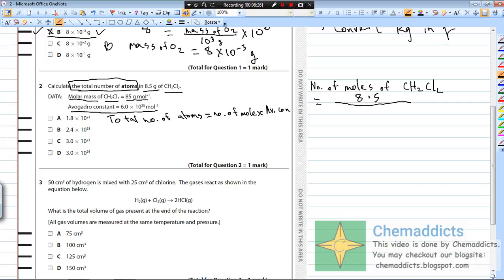8.5. Here the molar mass is 85 gram per mole, and we're going to find the number of moles as 8.5 divided by 85, right? So here the number of moles comes as 0.1 mole. Okay, so we have found the number of moles.